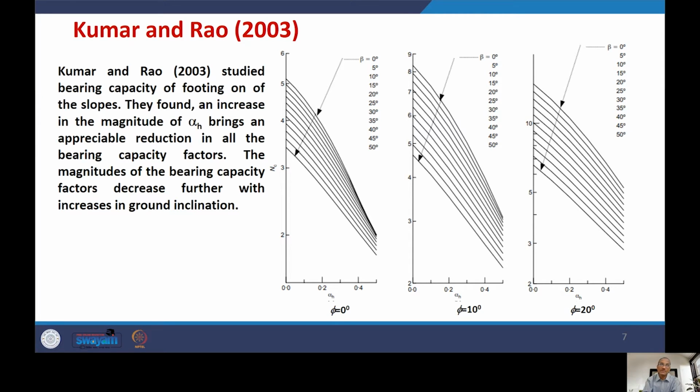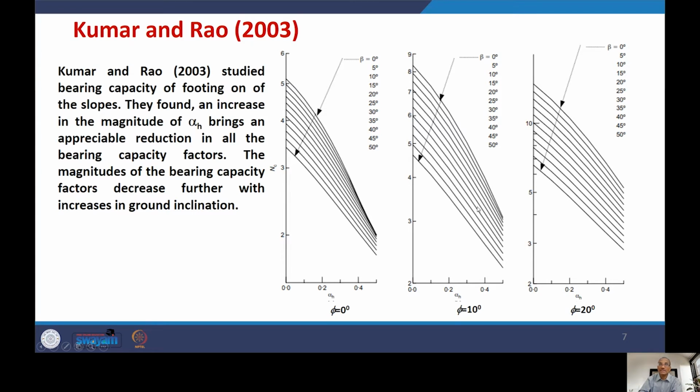So there are two issues here when we discuss bearing capacity. One is the slope, which came even when we considered the static bearing capacity. The effect of beta, which is the slope angle, has been discussed earlier too. But the effect of alpha h we are discussing now for the first time. So let's discuss the first effect, beta, again, to review it.